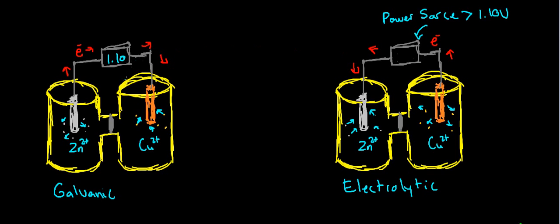So what's going on here is that copper pulls the electrons through the wire and it becomes negatively charged over here. And as a result, these copper ions have a positive charge. They come over, absorb the electrons, and become solid copper.